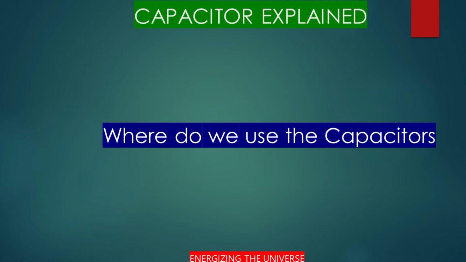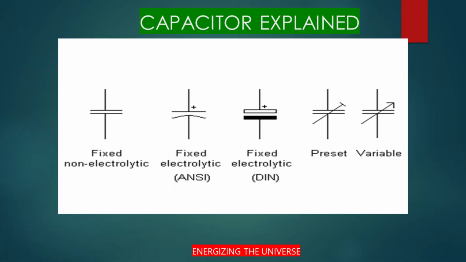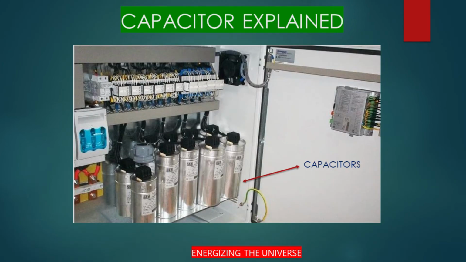So where do we use the capacitor? They look a little bit different, but they are easy to spot. In circuit boards, they tend to look something like this. We see them represented in engineering drawings with symbols like this. We can also get larger capacitors, which are used, for example, in induction motors, ceiling fans, and air conditioning units. We can also get larger ones, which are used to correct poor power factor in larger buildings.